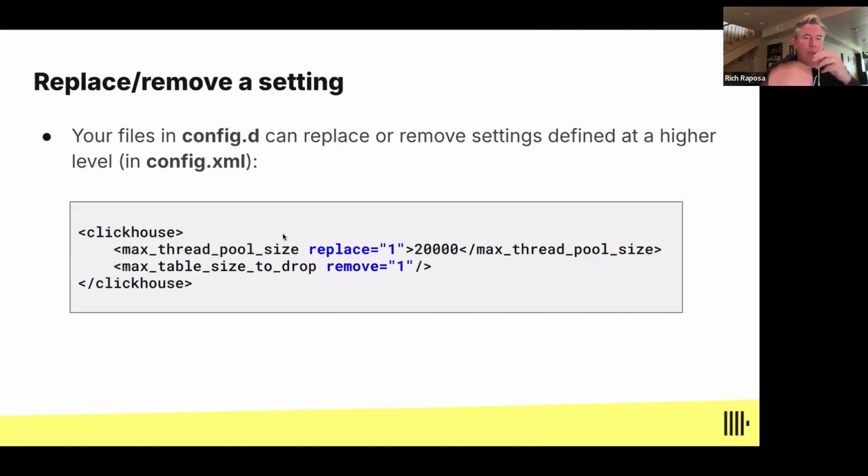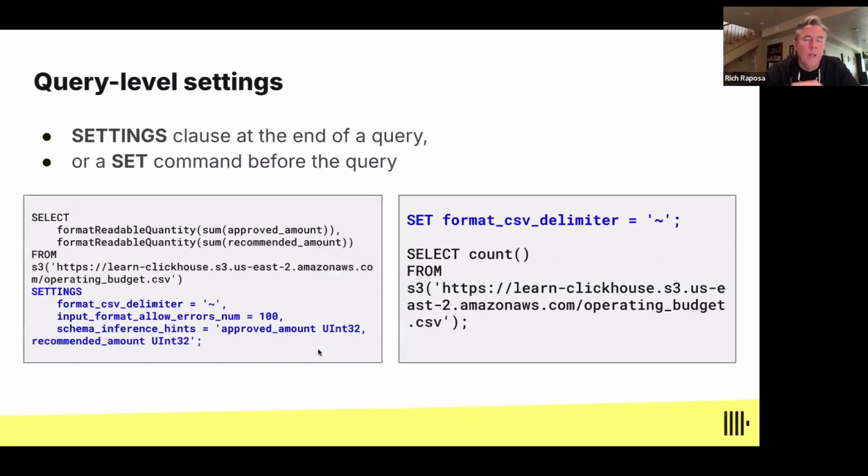There are times when you get multiple files inside the config.d, and you might be overwriting or removing or replacing a setting. You can actually remove a setting. The files get processed in alphabetical order. You can have a setting in one file and then remove the setting later on or replace it later on. And that's what those two parameters are for. So just wanted to point that out as well. So replace and remove, be sure to check the docs on those. Those are the settings you put in XML files.